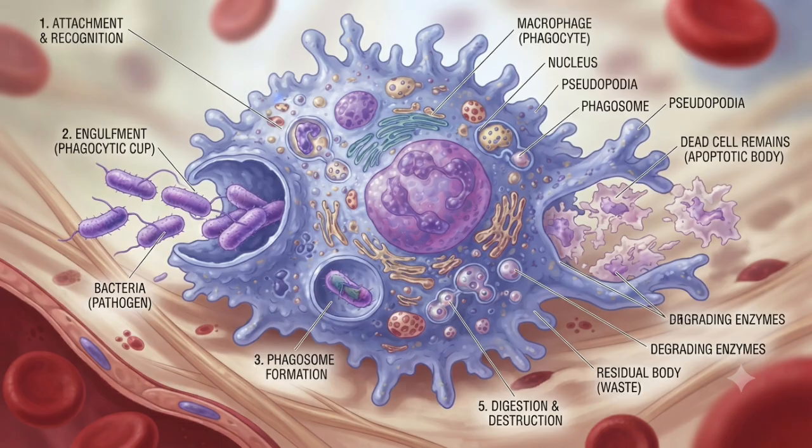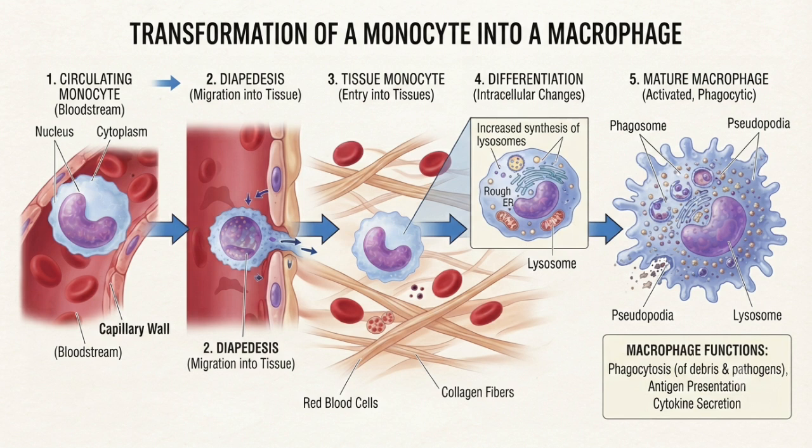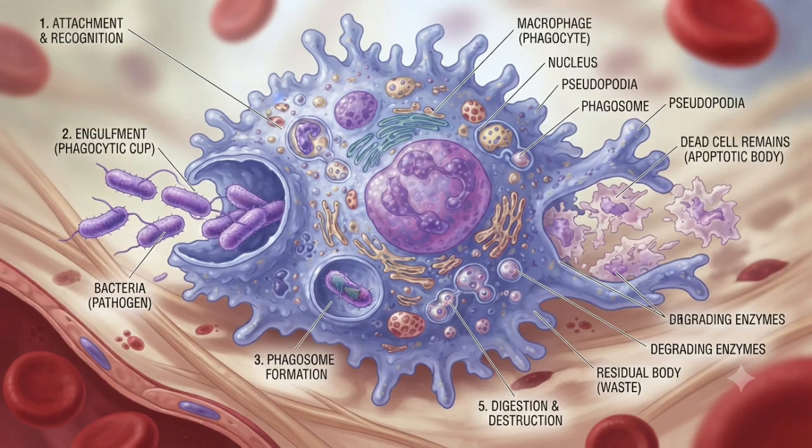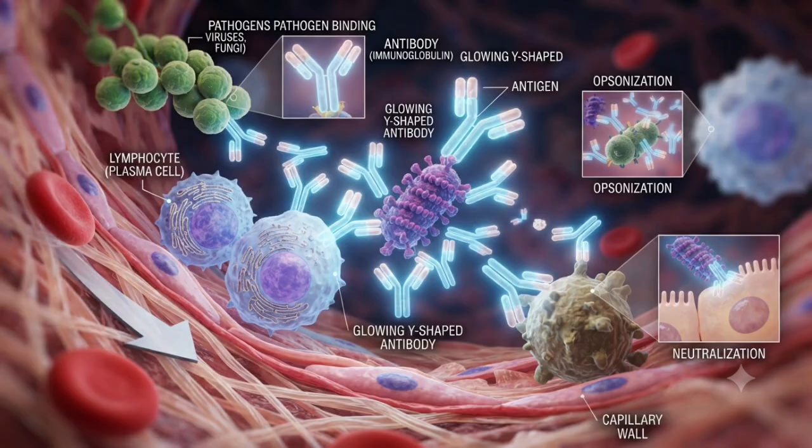The second group is agranulocytes, which have clear cytoplasm. These include monocytes and lymphocytes. Monocytes develop into macrophages that engulf germs and dead cells. Lymphocytes produce antibodies that help the body fight pathogens.